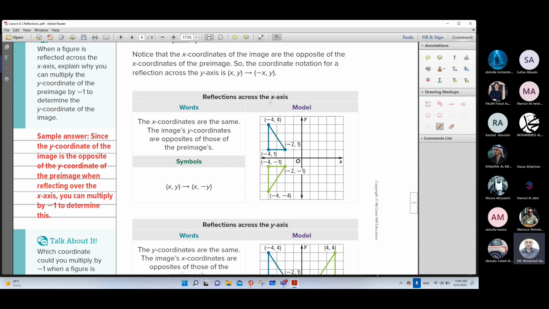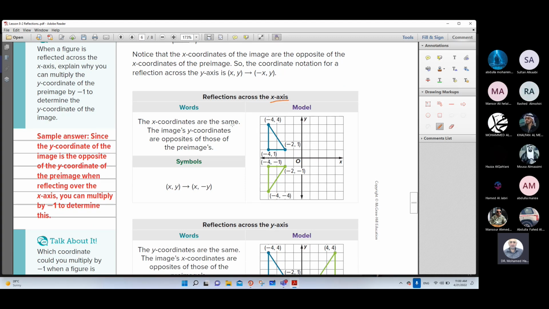Reflection across the x-axis. The x coordinates are the same. The image's y coordinates are opposite of those of the pre-image.